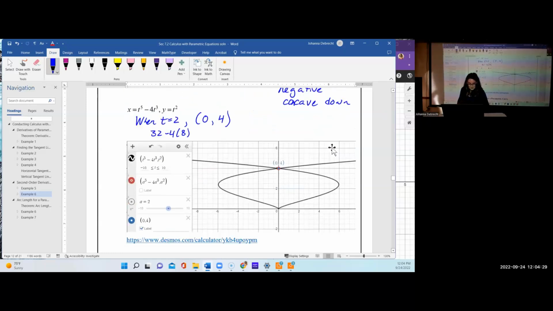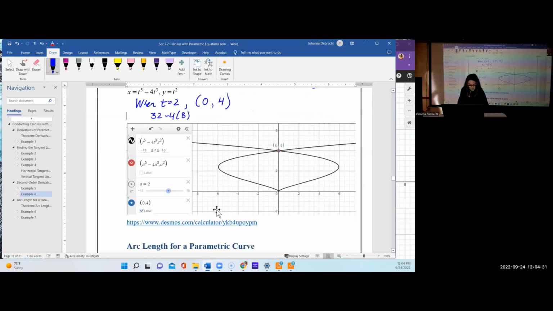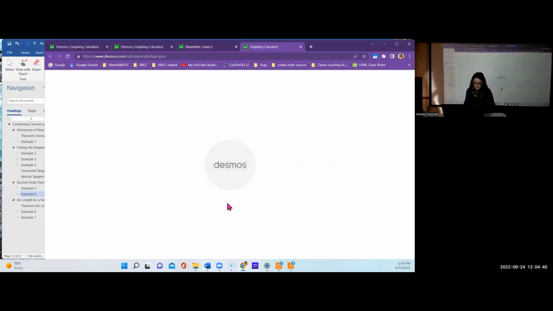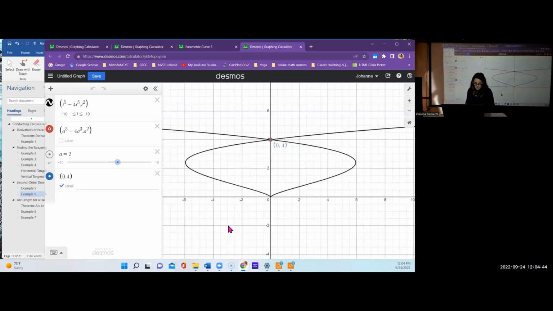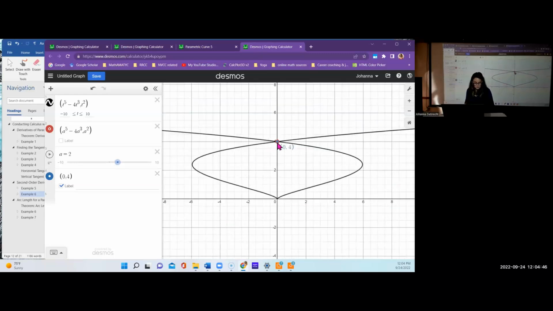And you can see this down here in the graph. I've produced the graph of it. We can come over here and look at this particular point. So let's go ahead and look at this on Desmos. All right, and I've gone ahead and moved this out to the point (0, 4).